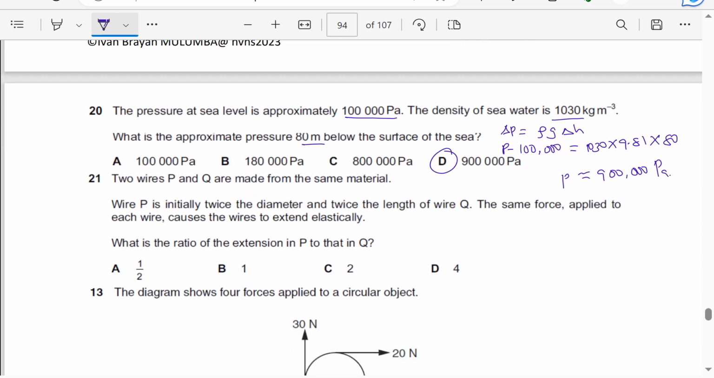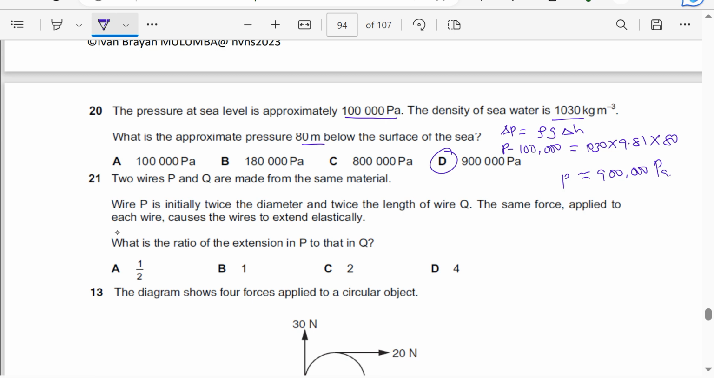Two wires P and Q are made from the same material. Wire P is initially twice the diameter and twice the length of wire Q. The same force applied to each wire causes the wires to extend elastically. What is the ratio of the extension in P to that in Q?